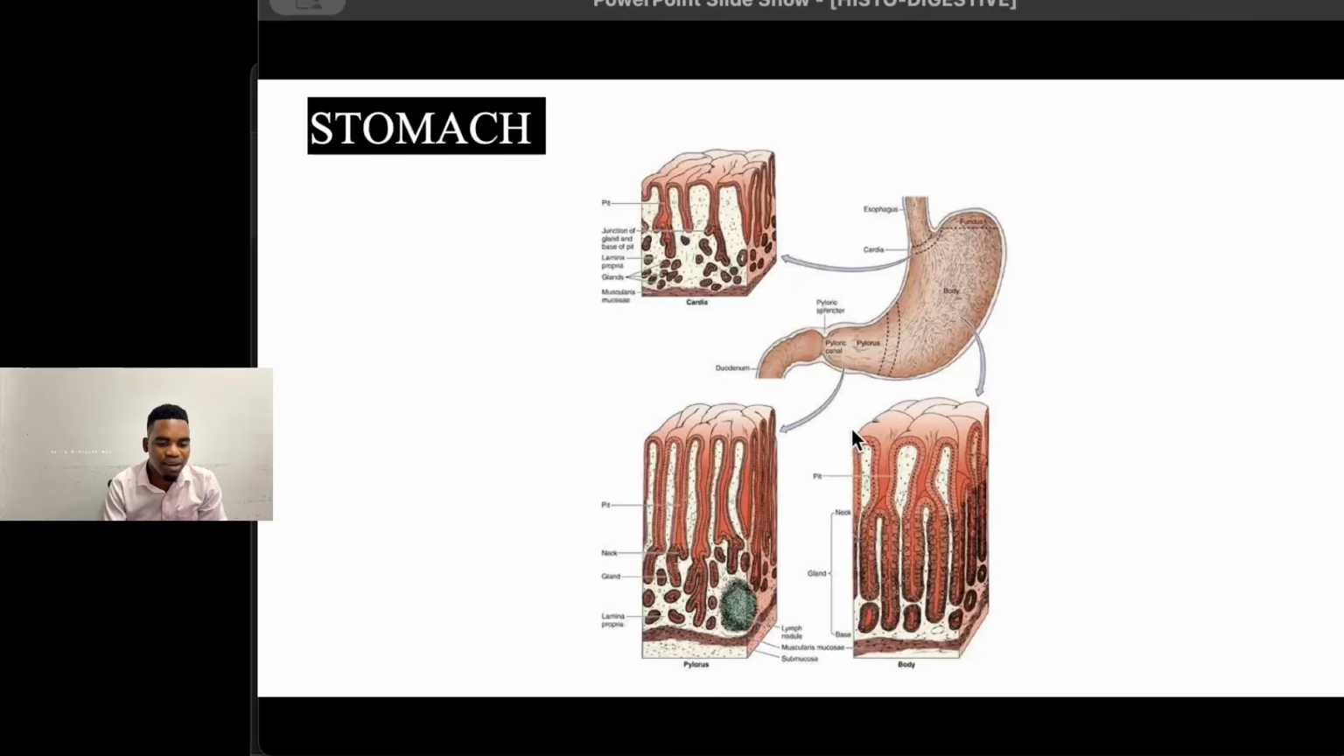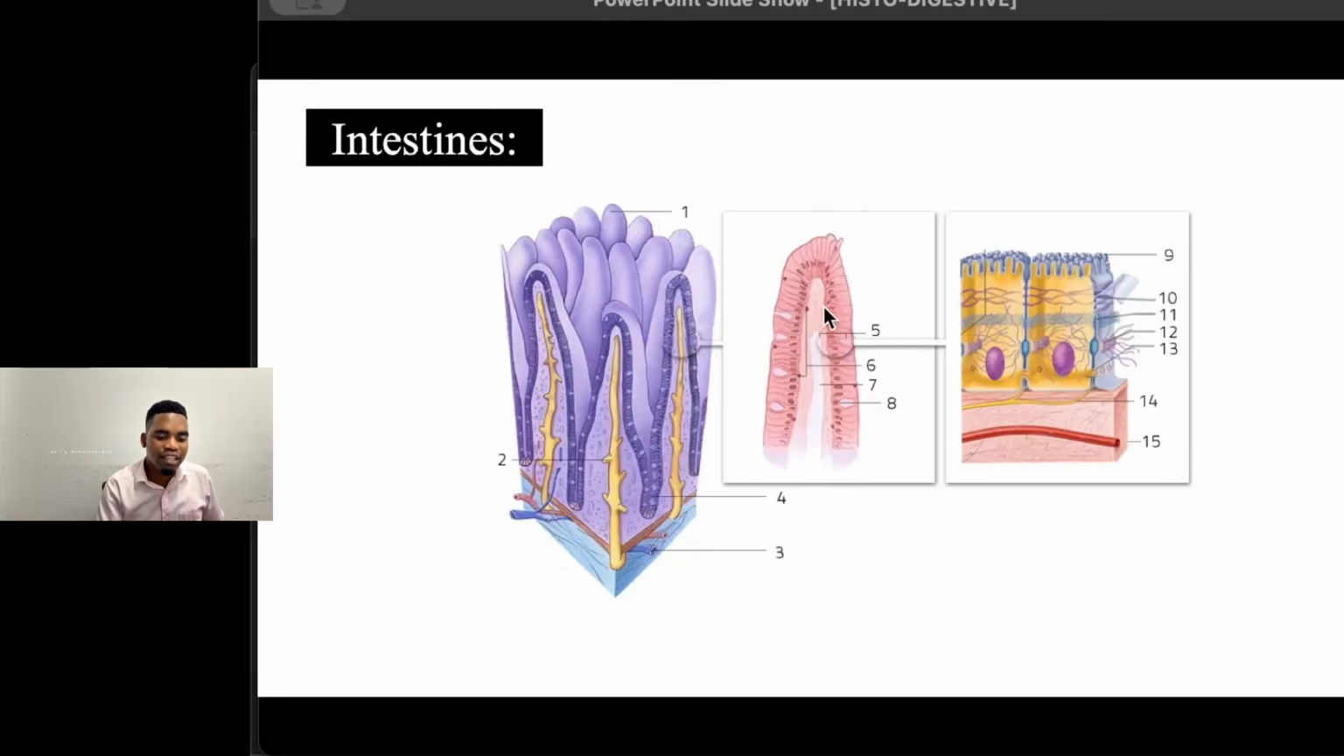This is why we have a transition from the squamous epithelium in the esophagus to the columnar epithelium within the stomach, and this is because of the function of the stomach. Next, you have the intestine, which is also formed by simple columnar epithelium, and this is for absorption purposes.